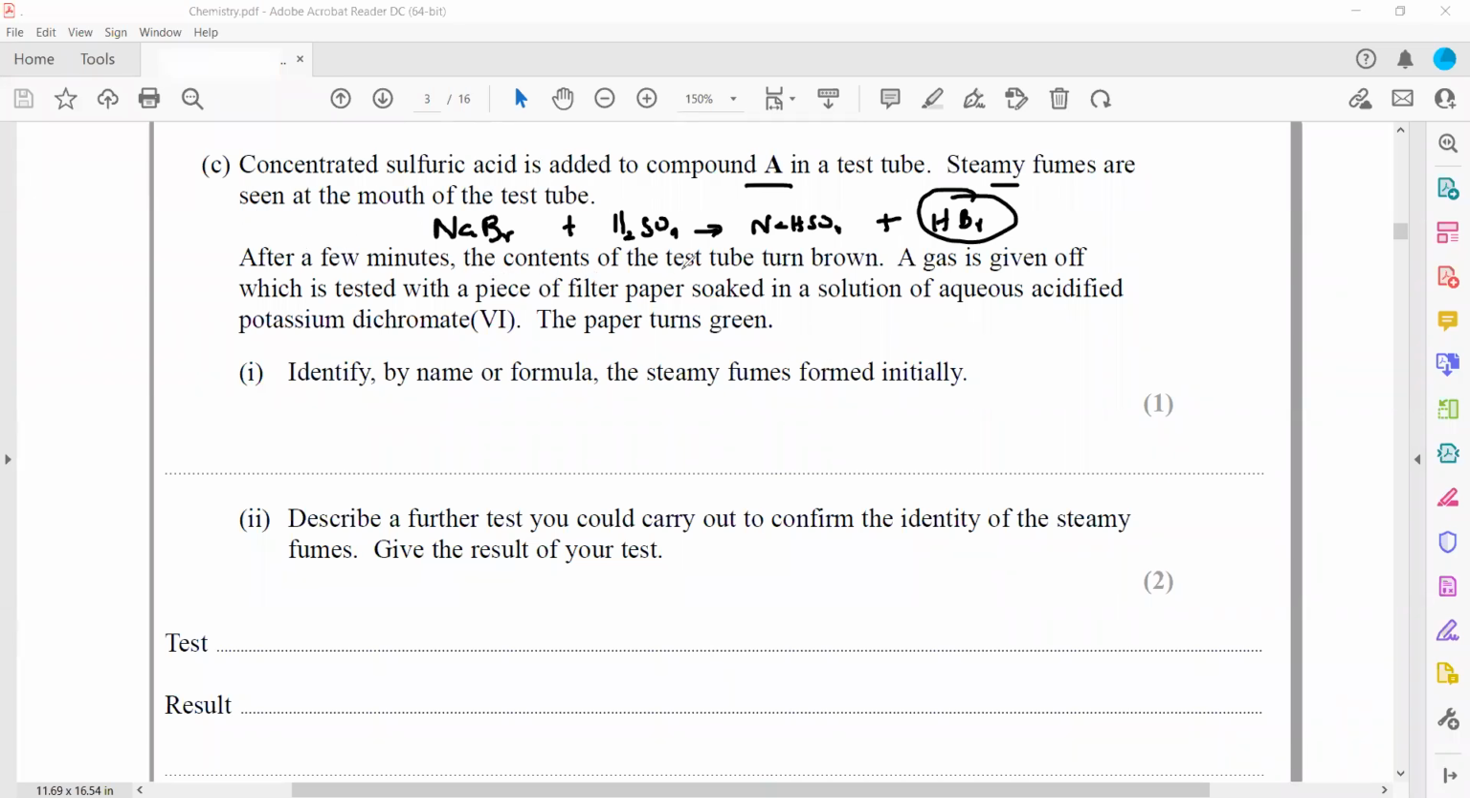After a few minutes, the contents of the test tube turned brown. Why did the contents turn brown? Because this hydrogen bromide given off, in which bromine is a good reducing agent, will reduce the sulfur to a lower oxidation state and can lead to the formation of a bromine molecule and sulfur dioxide.